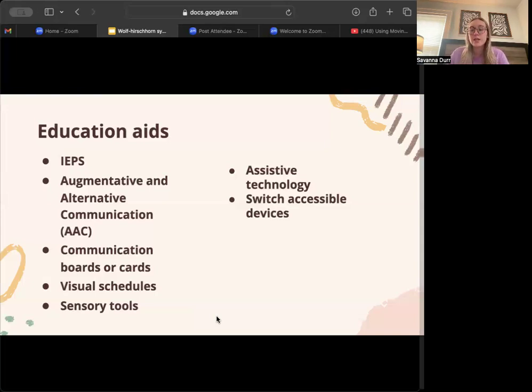Visual schedules. This is just easier for students to be able to see a specific picture, and so they know what they have to do at each time of the day. I use these in my classroom. It works very well with my autistic nonverbal students. It keeps a lot of students from being overwhelmed and not knowing what to do when.